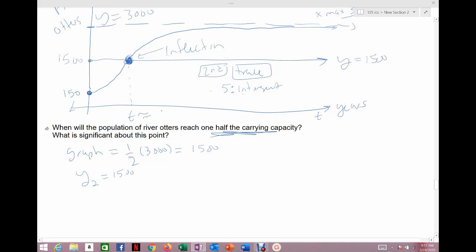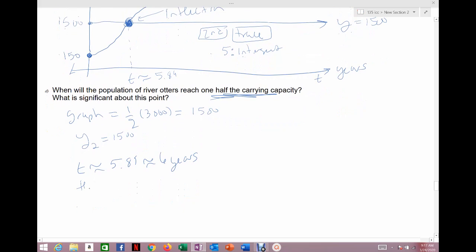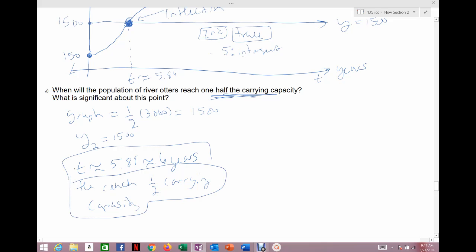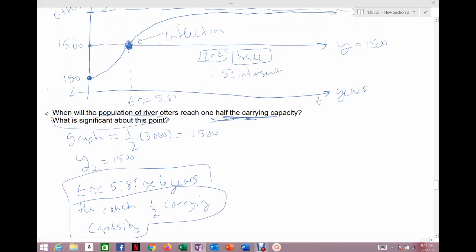And then it should give you the time, which would be the x value. And it comes out to 5.89. Alright, so in 5.89 or about 6 years, if I round to 6 years, they reach 1/2 the carrying capacity. That's solving it, and we'll talk about why that's important in a little bit, but that's the first part of the question. That's if you solve it graphically.